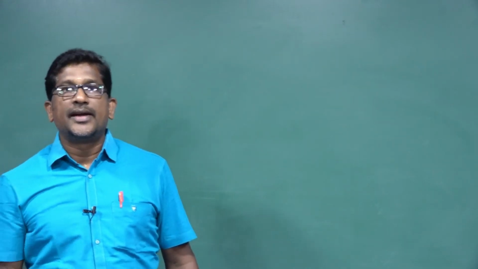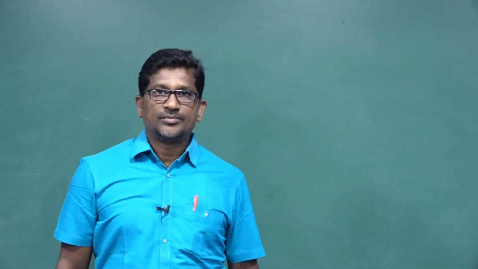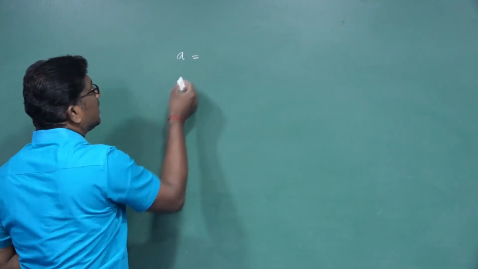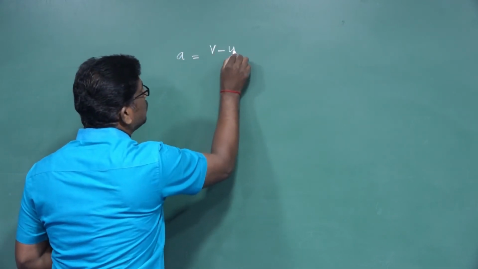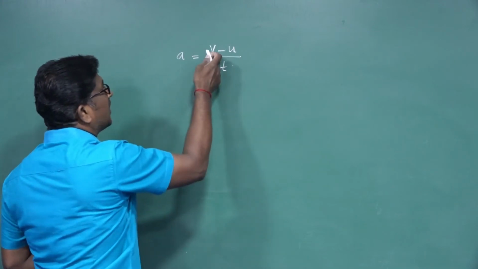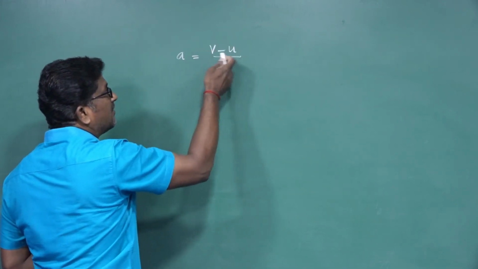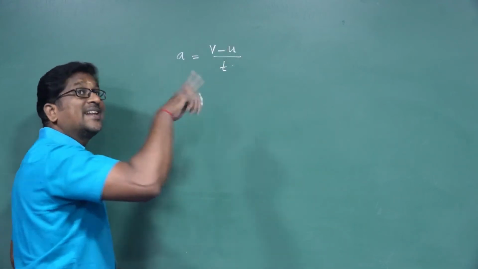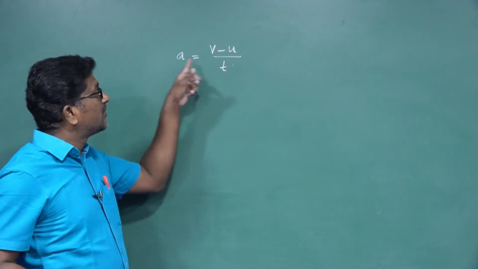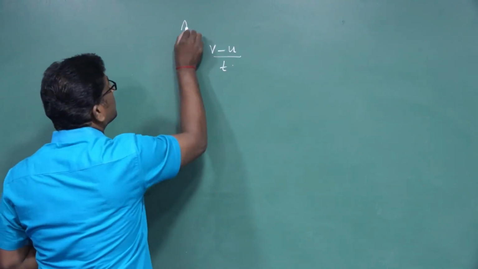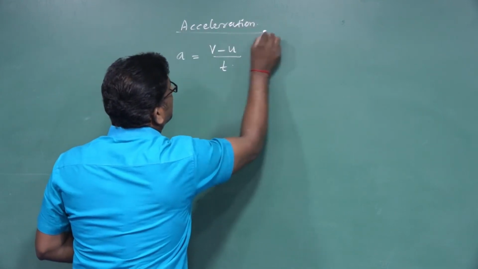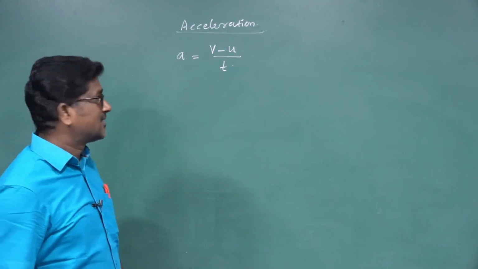Already I told what is meant by acceleration. Acceleration is nothing but the rate of change of velocity. Acceleration is denoted by a. It is given by (v minus u) divided by t, where v is the final velocity and u is the initial velocity. v minus u is called the change in velocity. (v minus u) divided by t is called the rate of change of velocity. The rate of change of velocity is called acceleration, right?